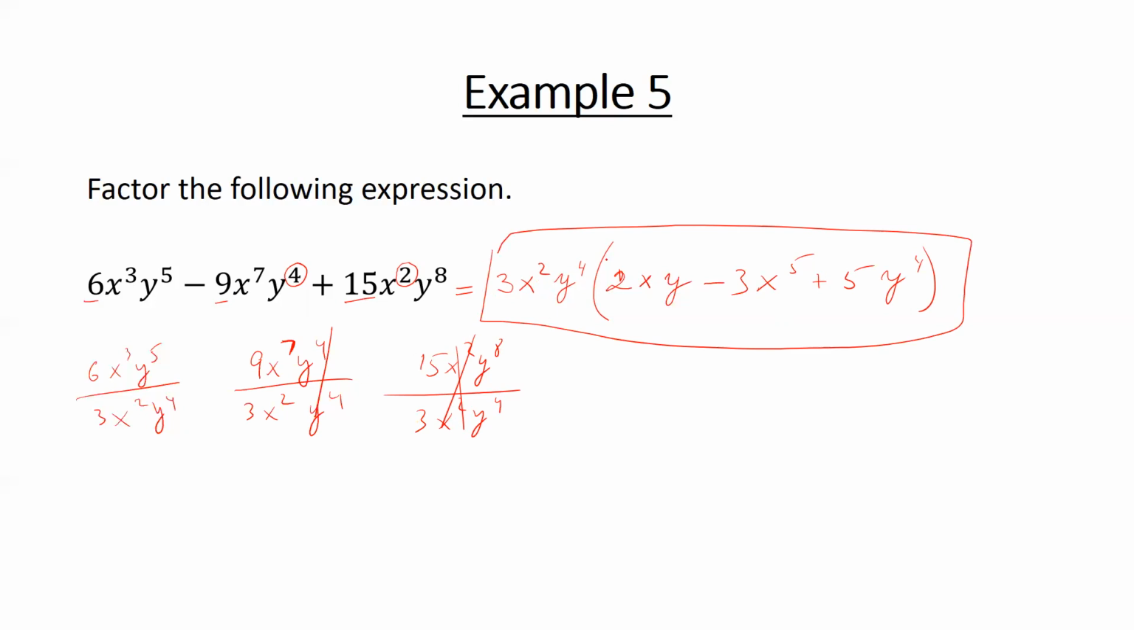If you take time to distribute, you will see that you should get the original expression. And a very quick check, if you just look at all three terms, there is no greatest common factor other than 1, because 2, 3, and 5 don't have anything in common. Not every term has an x. Not every term has a y. So it seems like we have done everything correct.